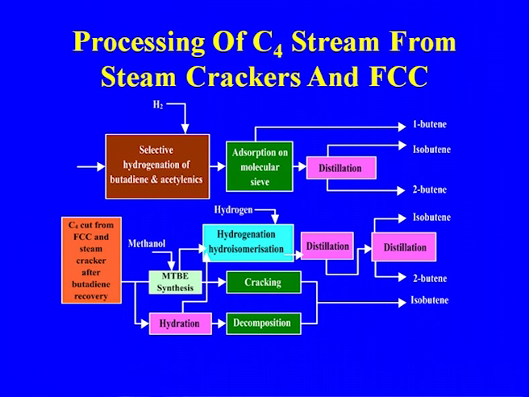Similarly, here the adsorption on the molecular sieve, because this was the process developed by UOP, the OLEX process, for the separation of 1-butene using the zeolite adsorbent, and then it will go to further distillation, and then the stream will contain the isobutene and the 2-butene. So any of these combinations may be there in the processing of the C4 stream.